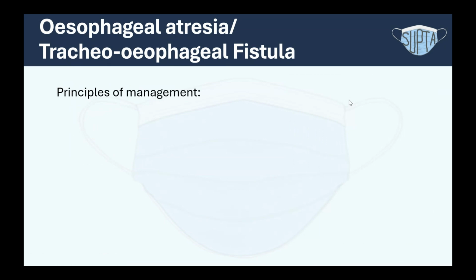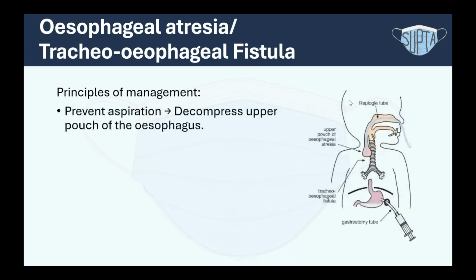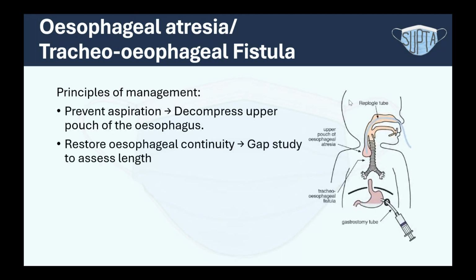So how do we manage this, you ask? The management varies slightly depending on the type. But the main principle, the first thing you want to do is aspiration. And you do this by decompressing the upper pouch of the esophagus, using a suction tube to do this.